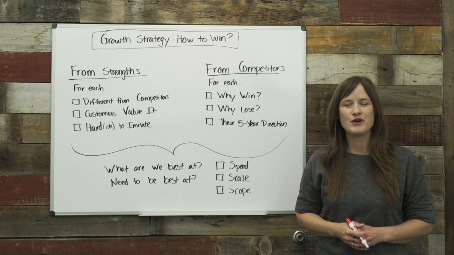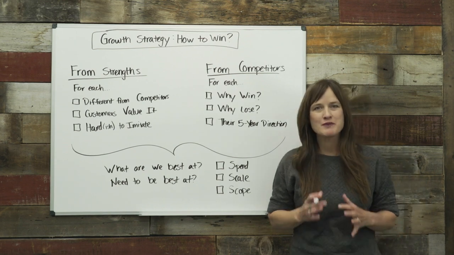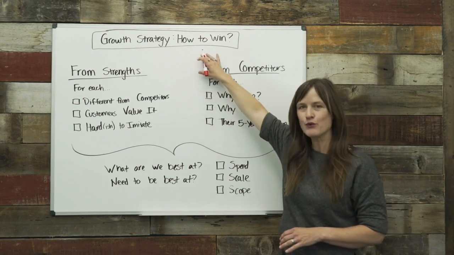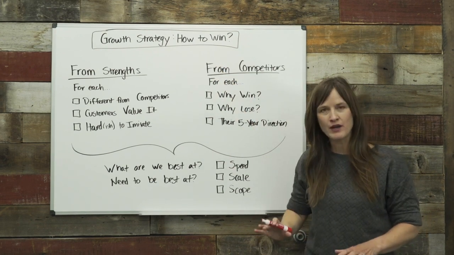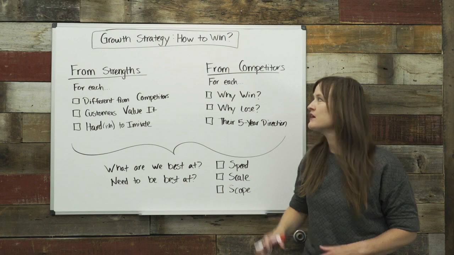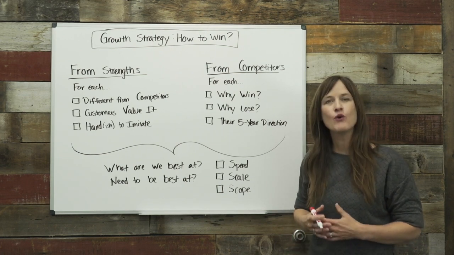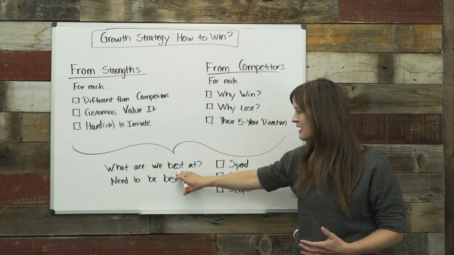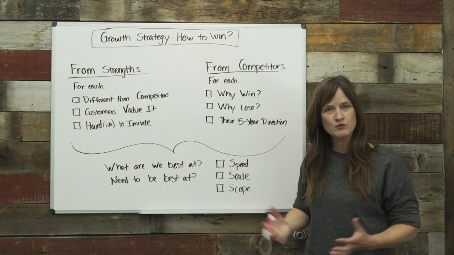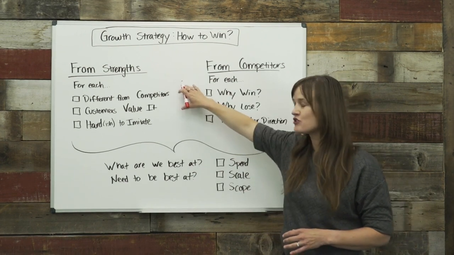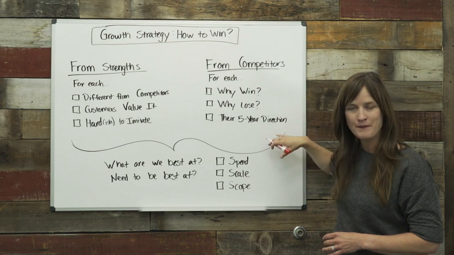Today's whiteboard video is part of our series on how to develop your growth strategy. Today we're specifically digging into how to win. This is in the context of where to play, how to win, how we're going to grow. So digging deep on how to win is really unpacking what are your current competitive advantages and what they need to be. There's a couple of ways we're going to go about that. We're going to take it from a strengths perspective and we're going to take it from a competitor perspective.